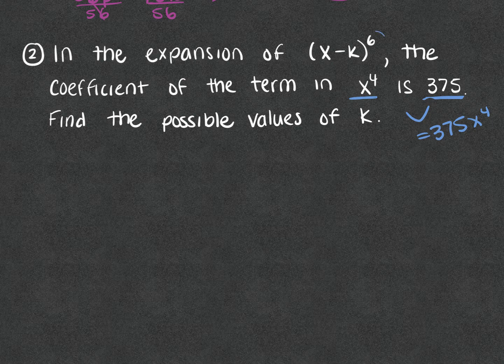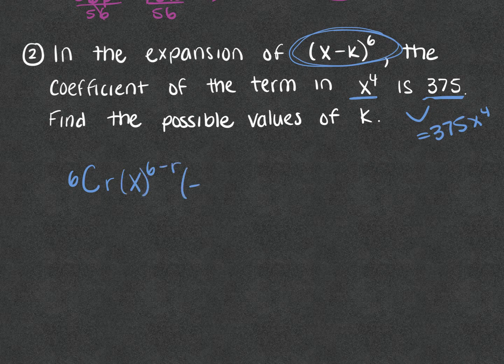So again, we're going to start with writing our general form. So this time we have 6Cr, and then x^(6-r) times (-k)^r. Make sure you have the negative k to the r. All right. From here, we are given that x needs to be to the power of 4. And if we know the exponents have to add up to 6, that means that the r would have to be 2. So if we fill this in, we've got 6C2 x^4 (-k)^2.